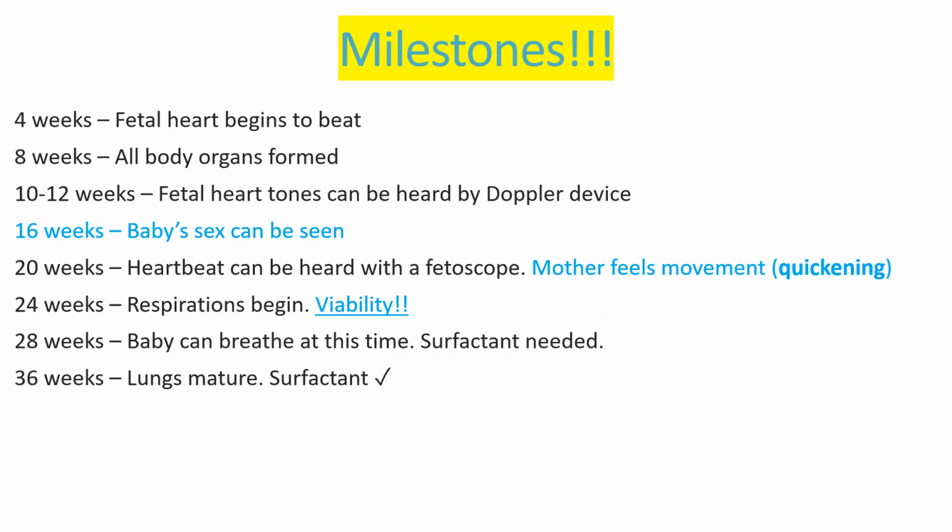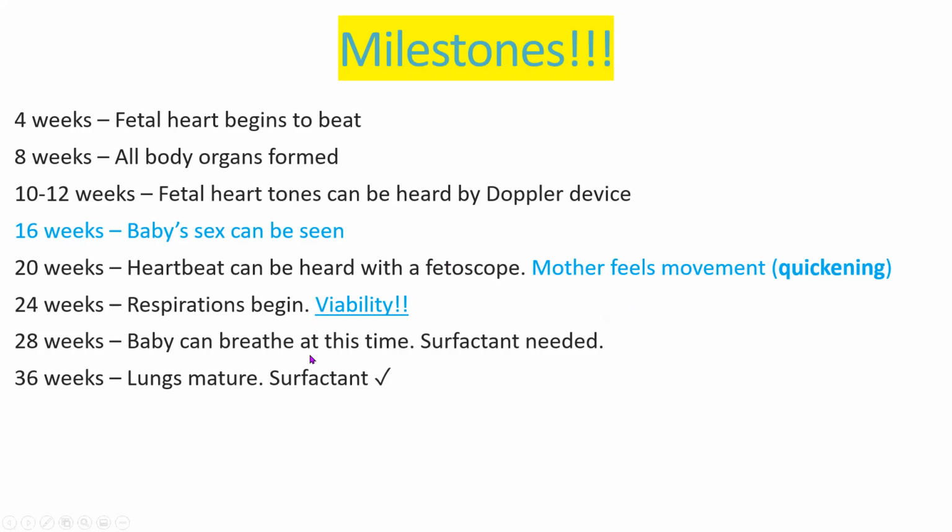8 weeks, so all of our body organs will be formed. 10 to 12 weeks, our fetal heart tones can be heard by a Doppler device. 16 weeks, our baby sex can be seen. Looking at 20 weeks, we do have a heartbeat that can be heard with a fetoscope. And this is when our quickening is occurring. Mothers are feeling the movement.